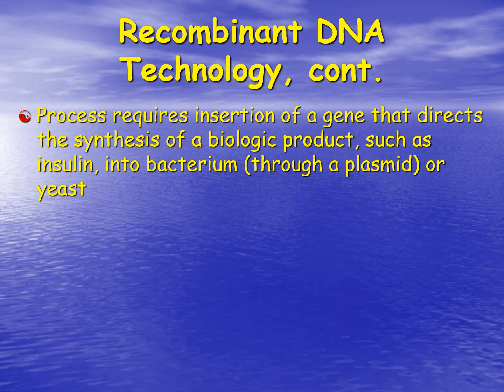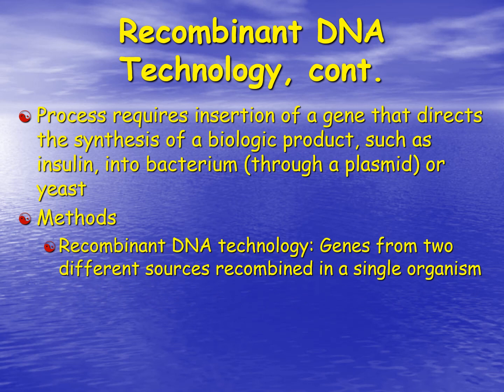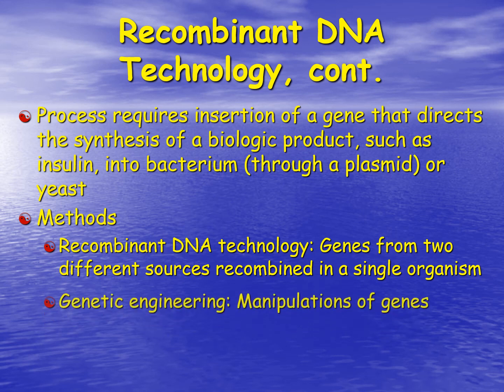This process requires insertion of a gene that directs the synthesis of a biological product, again such as insulin, into a bacterium through some sort of vector. The vectors are either plasmids or bacteriophages, or we can also put genes into yeasts through vectors. In recombinant DNA technology, we take genes from two different sources and recombine them into a single organism known as the recombinant. We have a unique genetic pattern within the recombinant.